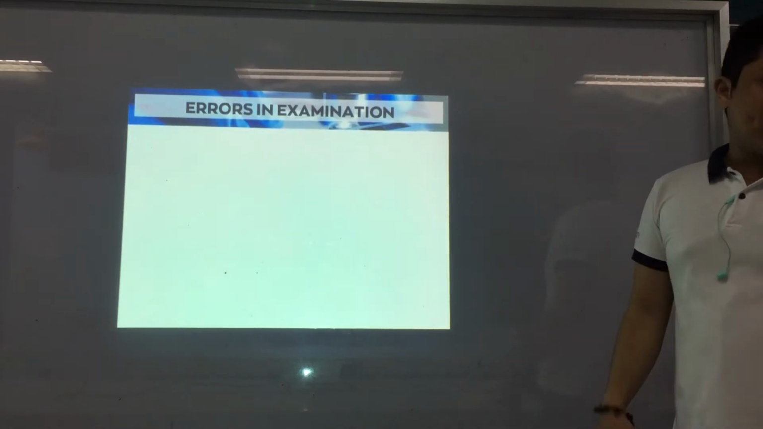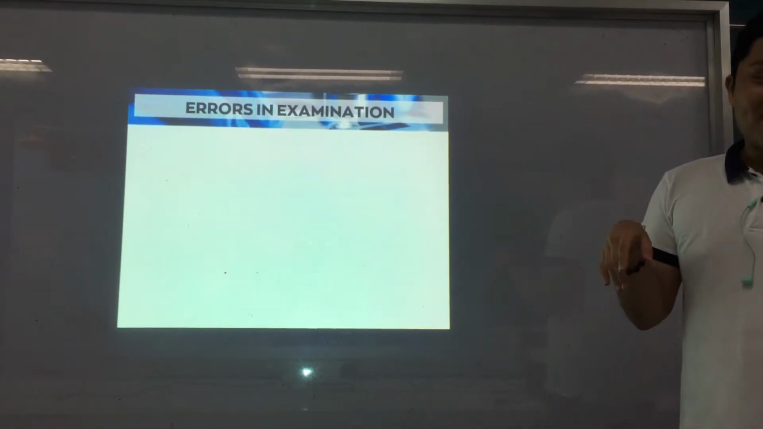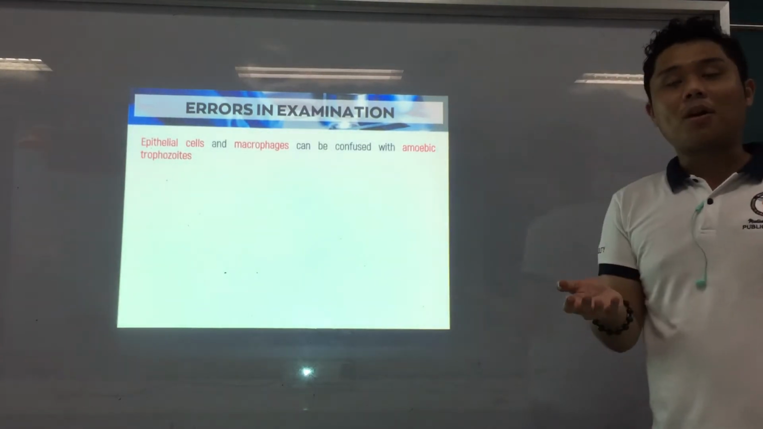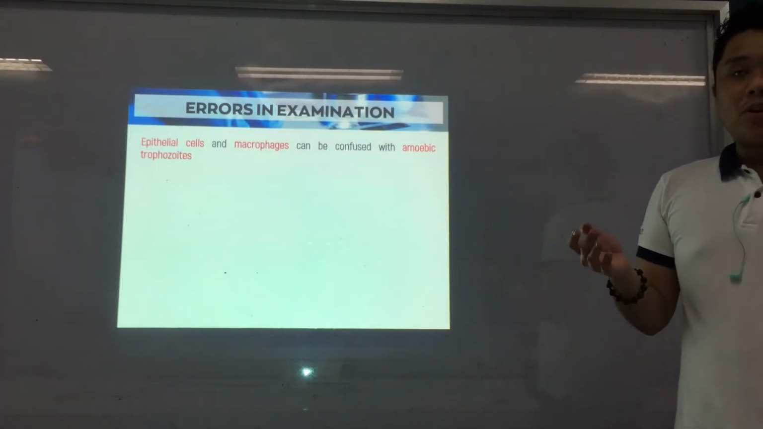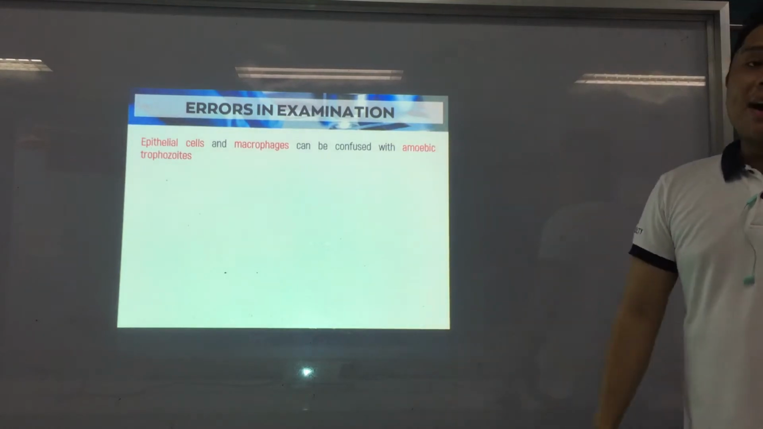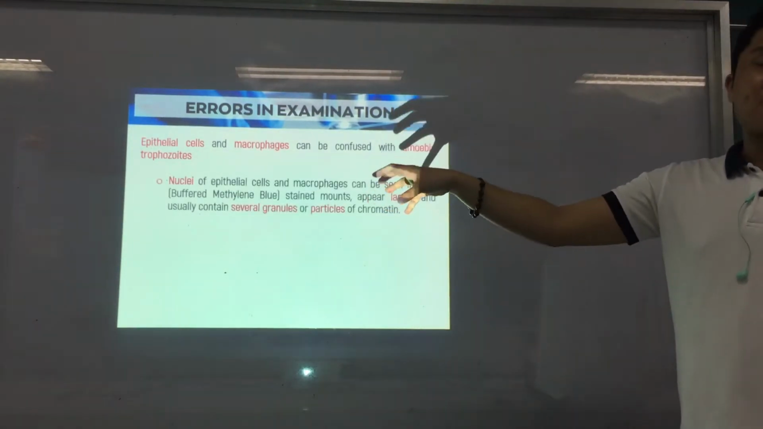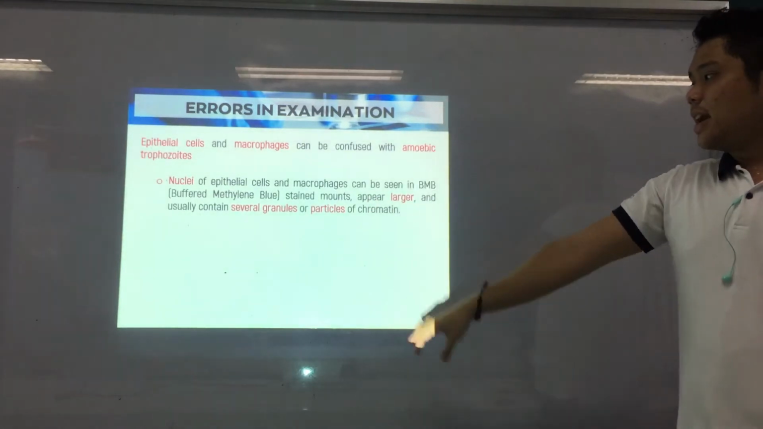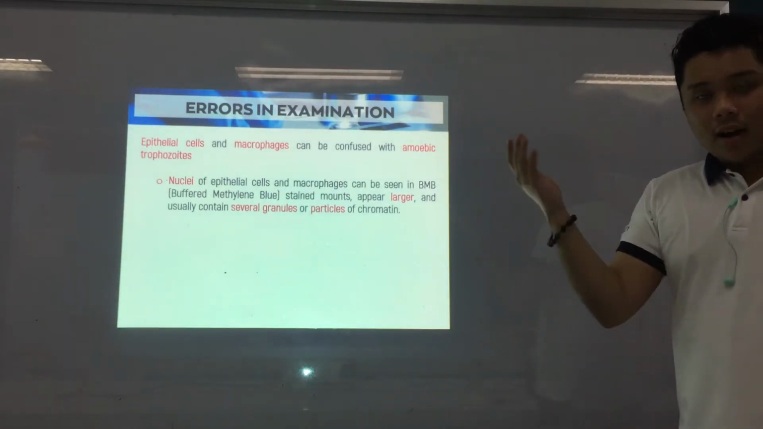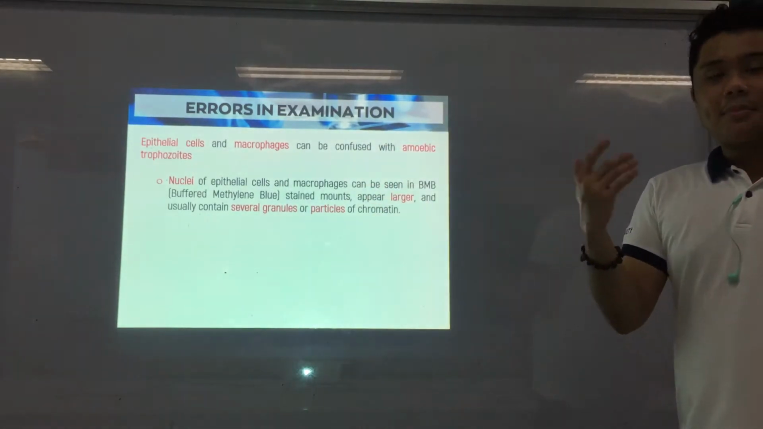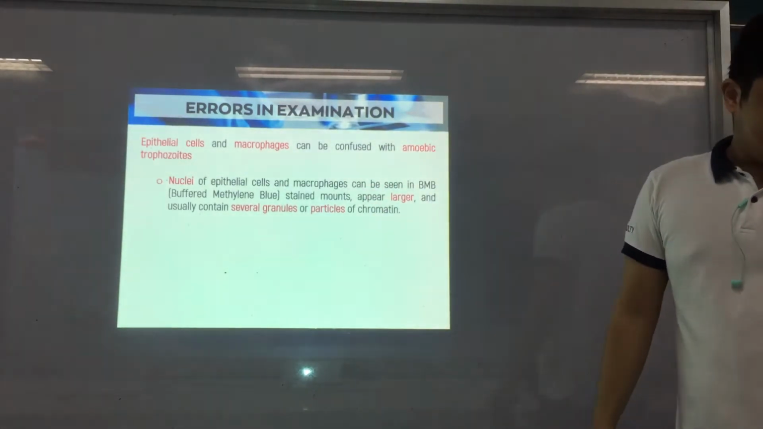After you examine a fecal smear. So first one is your epithelial cells and macrophages, which are again normal components of your stool samples. They can be confused with your amoebic trophozoites. So how do we differentiate? We look at the nuclei of your epithelial cells and macrophages because they can be seen in buffered methylene blue stain, and they appear larger and they may contain granules or particles.